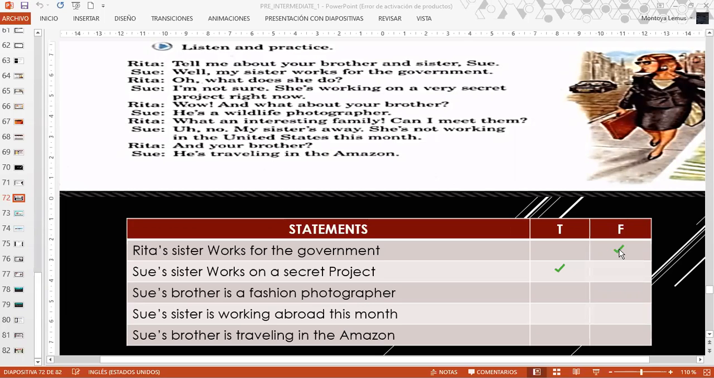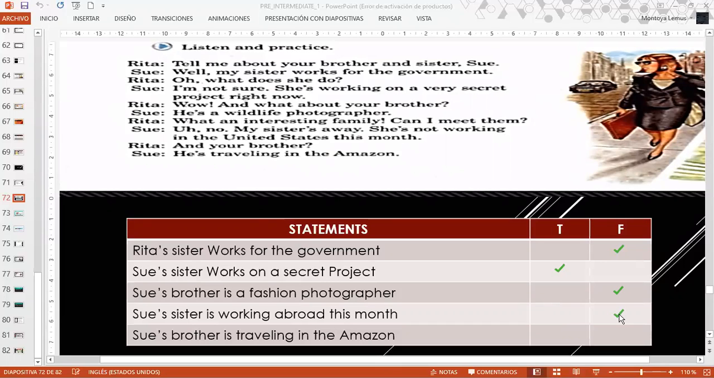What is wildlife? Yeah, vida salvaje. Wildlife. Muy bien. Thanks for responding. Okay, next. Sue's brother is a fashion photographer. False. Why? He's a wildlife photographer. Good. Next, Sue's sister is working abroad this month. False.